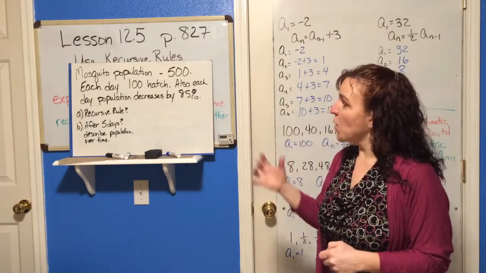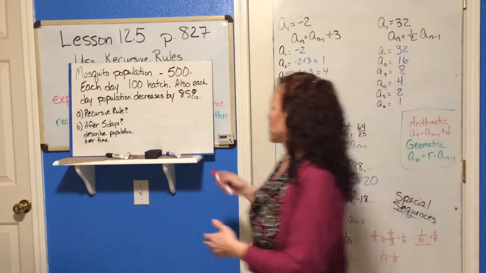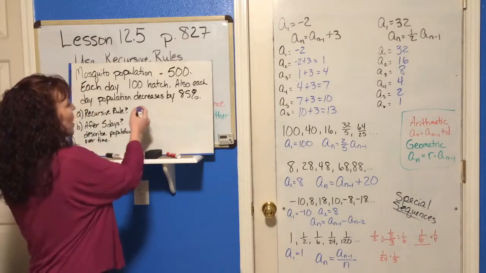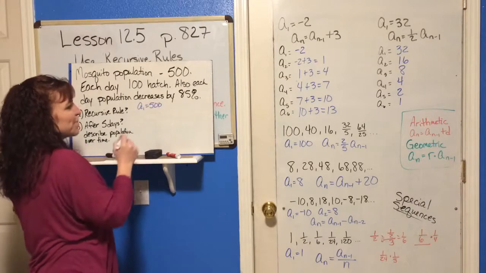So we want to know a recursive rule. So what's happening is this. We're going to start out with an initial amount of 500. That's easy.